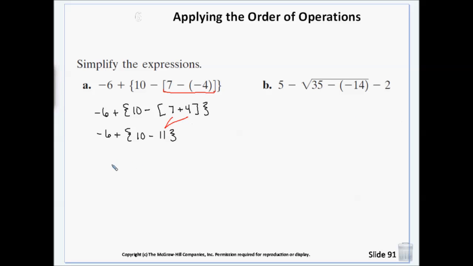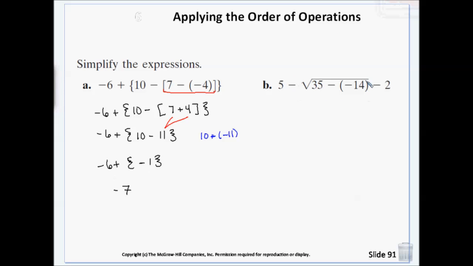And then I work inside these braces. 10 plus negative 11, or 10 minus 11 is negative 1. So this is the same thing as 10 plus negative 11. And you can look at it either way. Negative 6 plus negative 1 is negative 7.